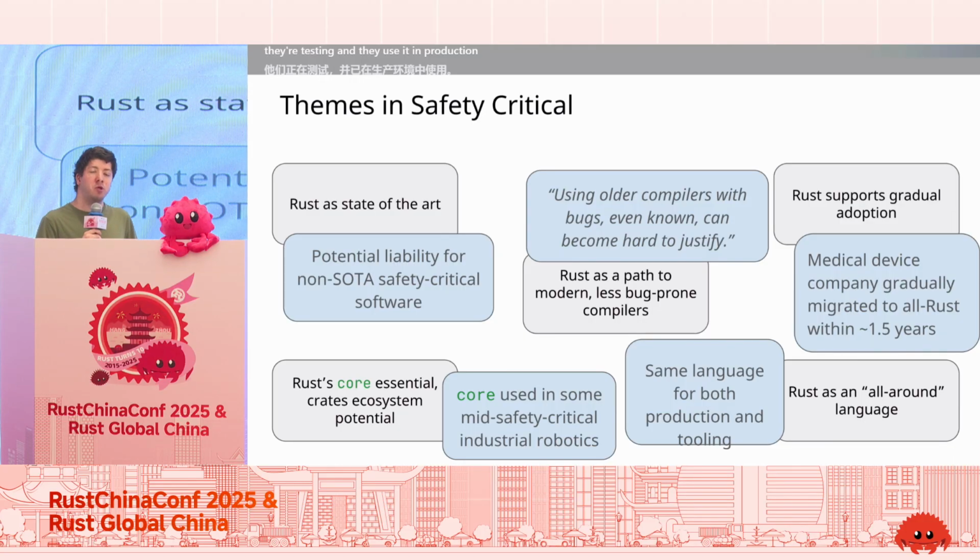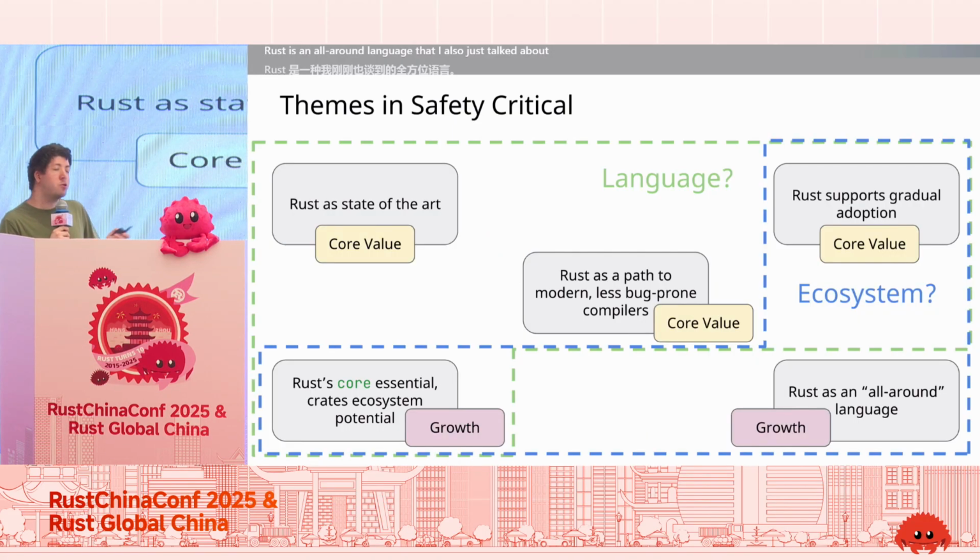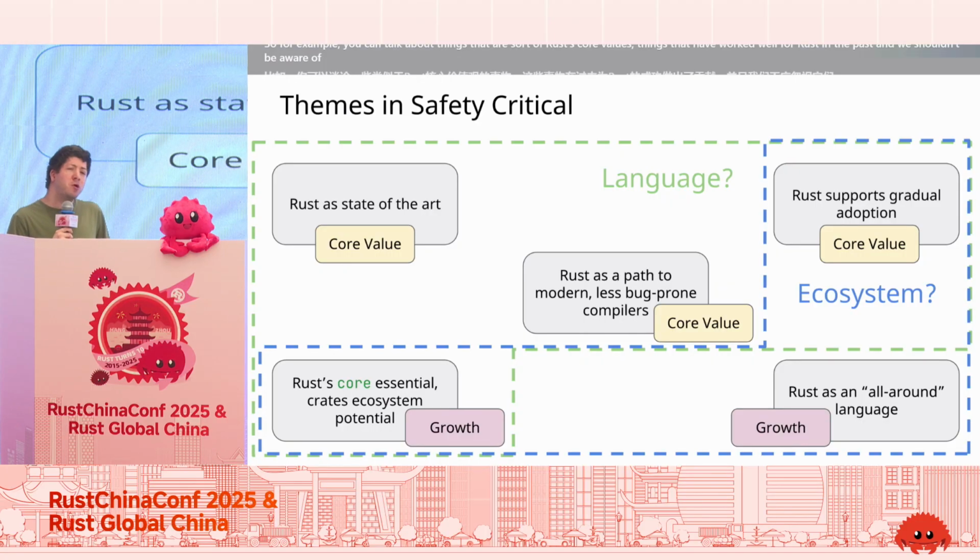And of course, there are lots of themes that come out of this, right? So like I said, Rust is state of the art. But also things like Rust is an all-around language that I also just talked about. But what's awesome about this type of analysis is that you can actually group these, right? So for example, you can talk about things that are sort of Rust's core values, things that have worked well for Rust in the past and we shouldn't veer away from. Things like allowing less bug-prone code. But there are also some things that we can do better at. Things where if we do better, Rust may be better for safety critical folks. So things like improving ecosystem crates for safety critical work. And of course, this is not always on the language, right? So the ecosystem work is sort of outside the language development itself, but it's important.